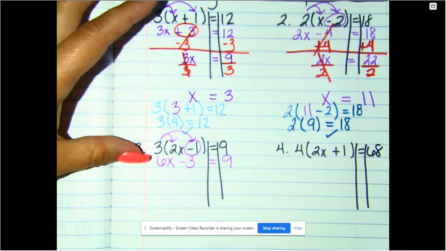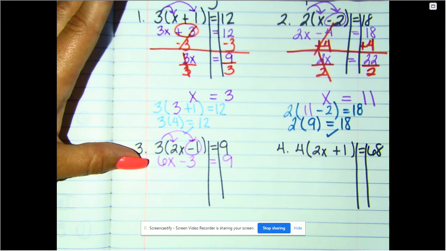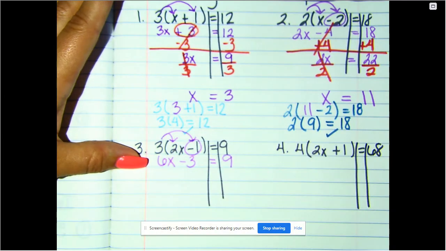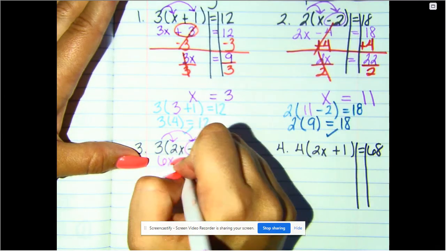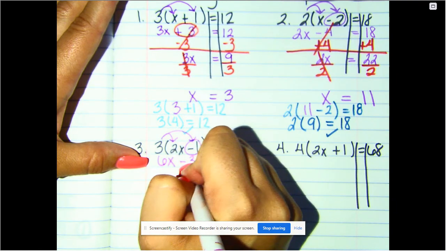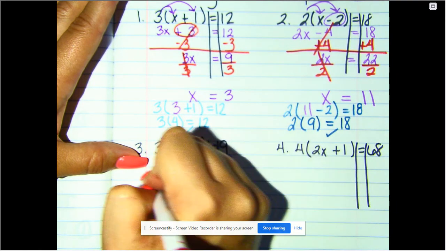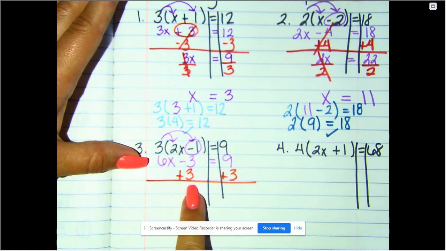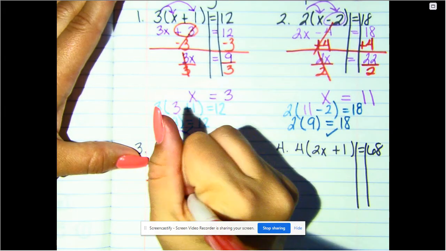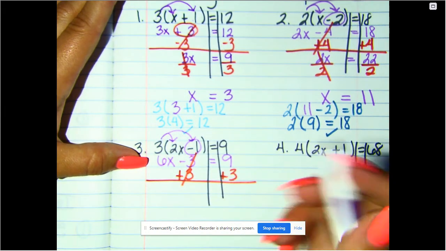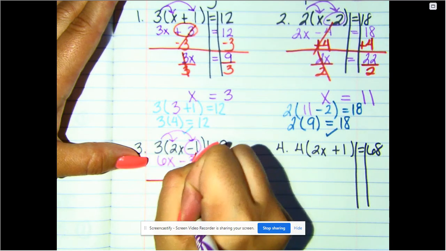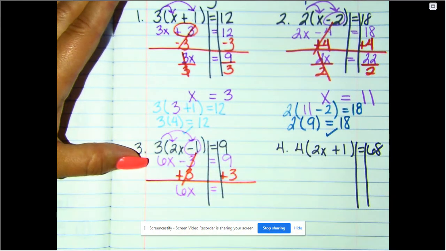Now I'm at a two-step problem where I need to start doing the inverse operations, or the opposite operations if you're more comfortable with that word. Opposite of negative 3 or subtract 3 is positive 3 on both sides. This now creates a zero pair. Negative 3, positive 3 cancels, or 0, and I am left with 6x. 9 plus 3 is 12.